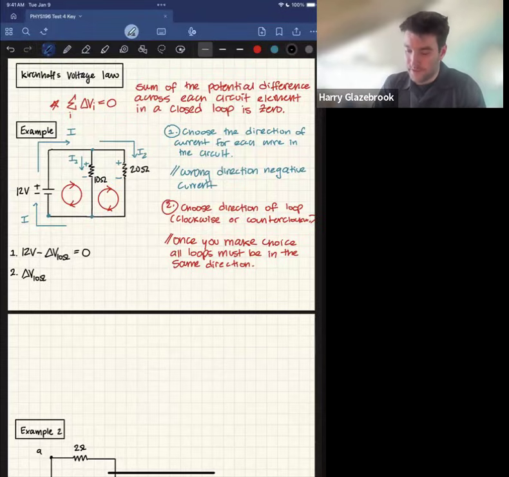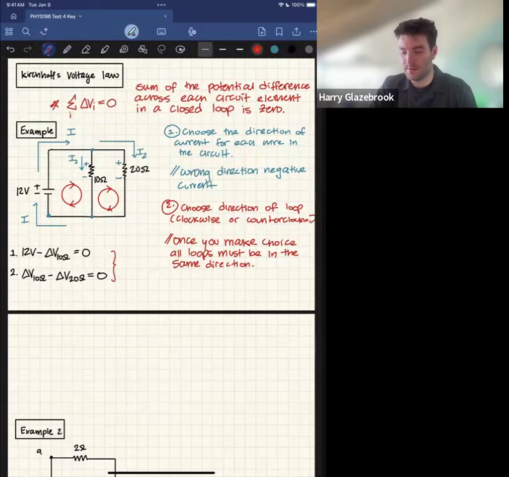Walking, I reach my 20 ohm resistor here. It's taking me from plus to minus. It's decreasing my potential, so that is a negative potential difference. And that'll be the potential difference across the 20 ohm resistor. I'm back to where I started, so all those potential differences equal 0. Cool. So these here are sometimes called loop equations. They're basically the set of equations that we found by Kirchhoff's voltage law that are going to help us find the currents, the potential differences, and everything we want to know about the circuit.